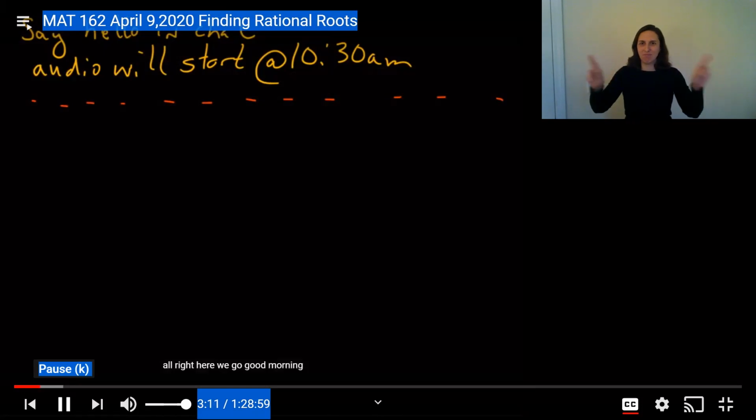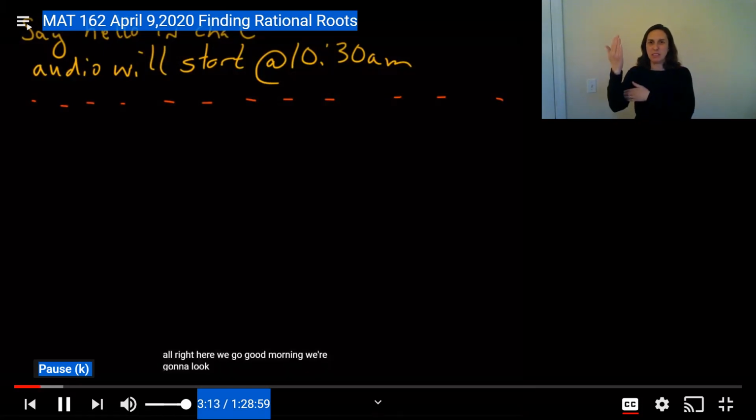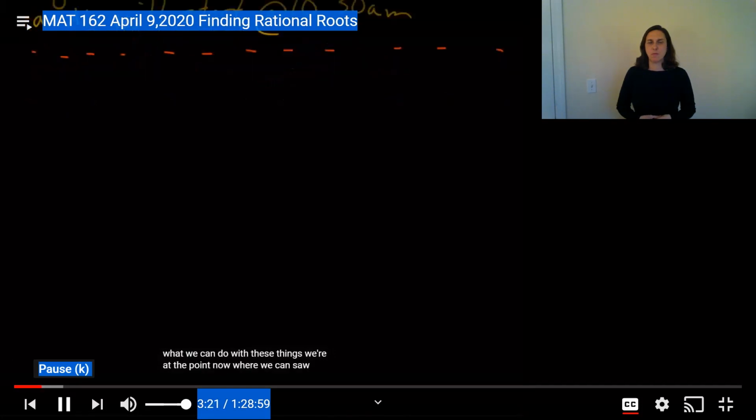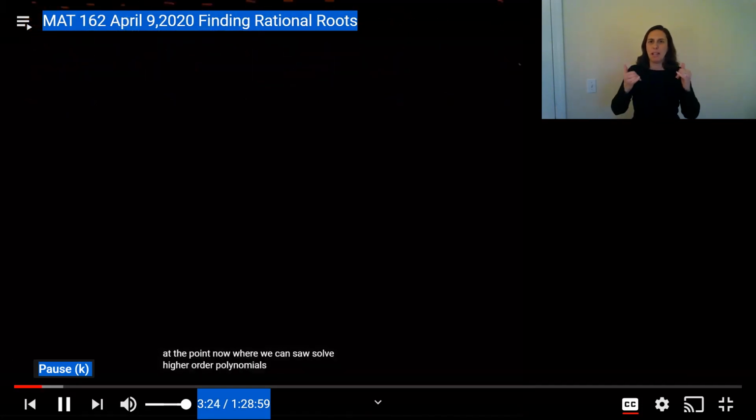Good morning. We're going to look at where we're at and what we can do with these things. We're at the point now where we can solve higher order polynomials. First off, we're going to look at a definition of a polynomial, and then we're going to look at what we know about these things in general.